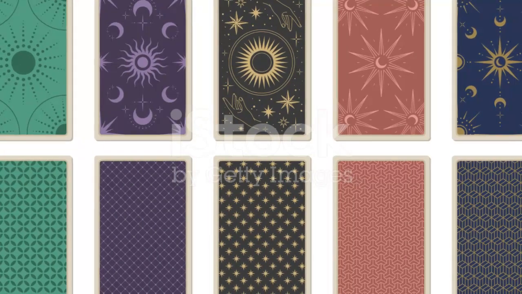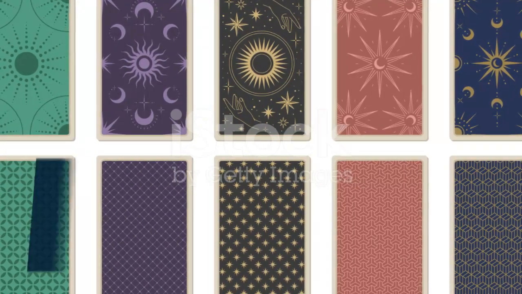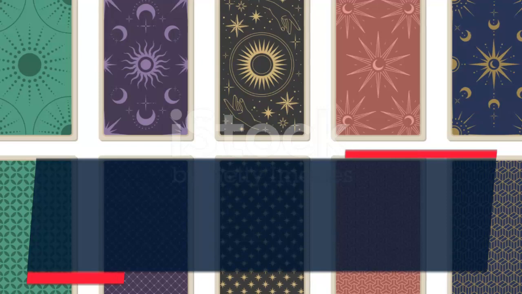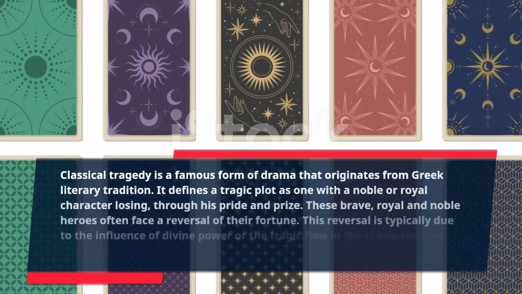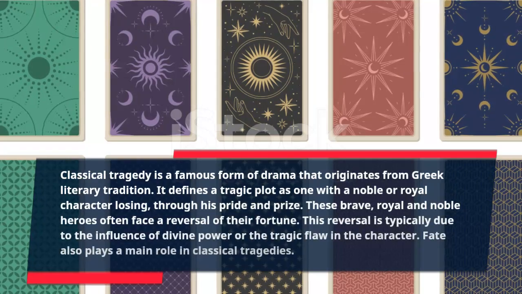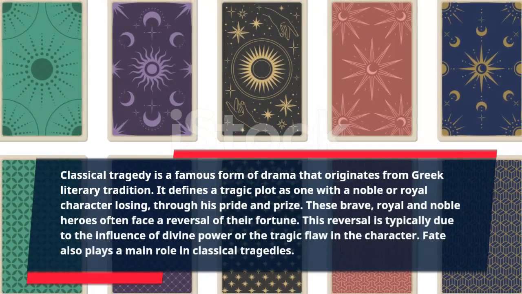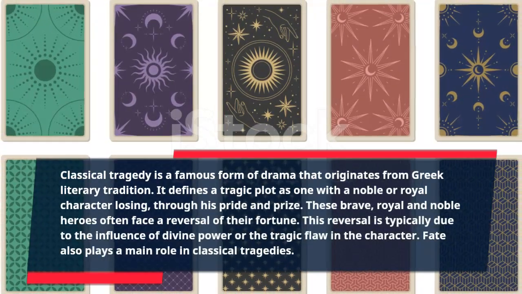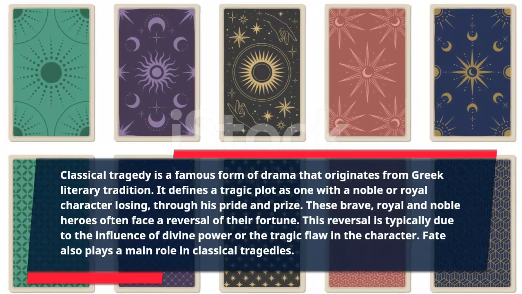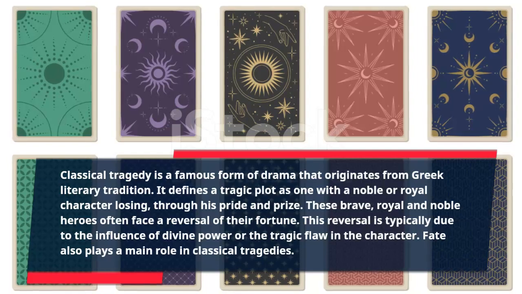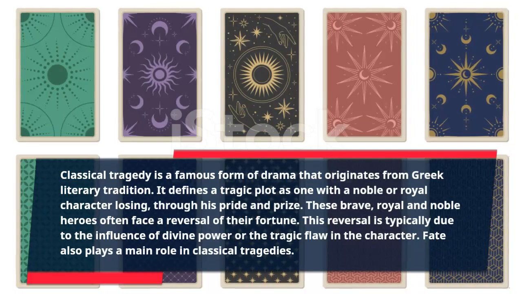Classical tragedy is a famous form of drama that originates from Greek literary tradition. It defines the tragic plot as one with a noble or royal character losing everything through his pride and prize. These brave, royal and noble heroes often face a reversal of their fortune. This reversal is typically due to the influence of divine power or the tragic flaw in the character. Fate also plays a main role in classical tragedies.